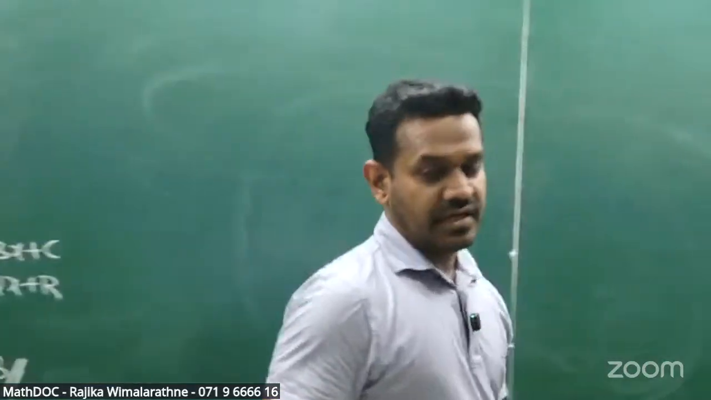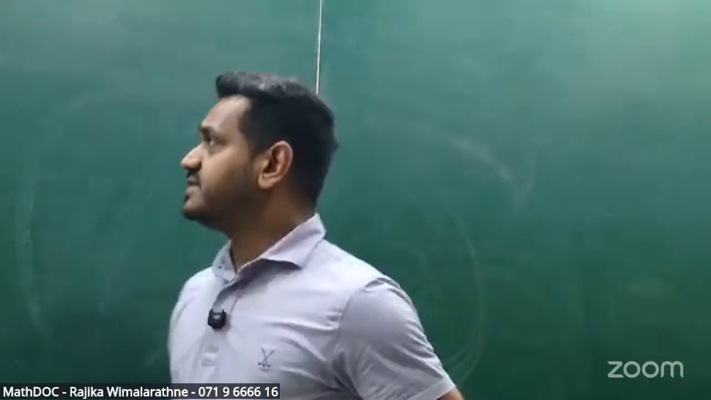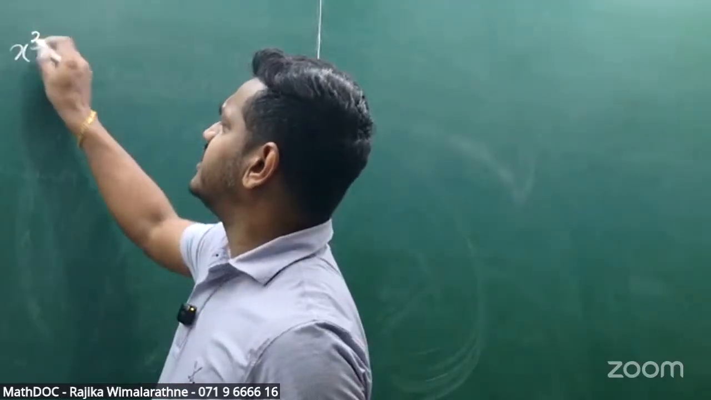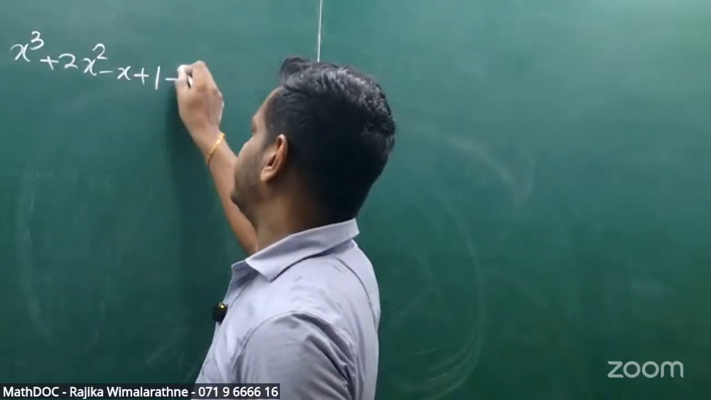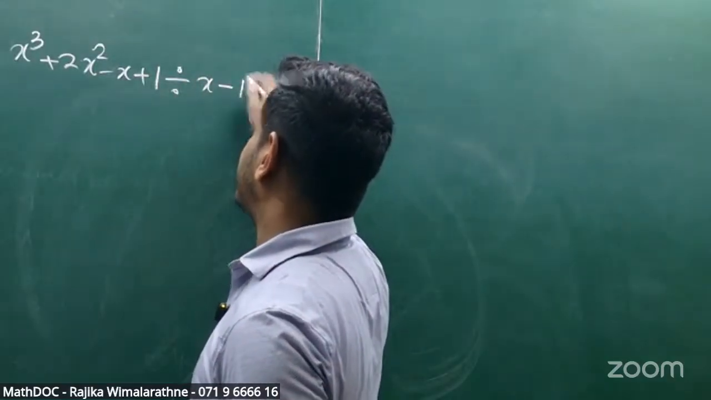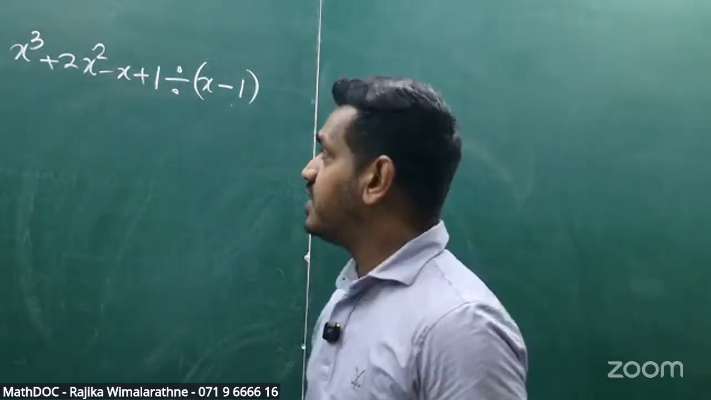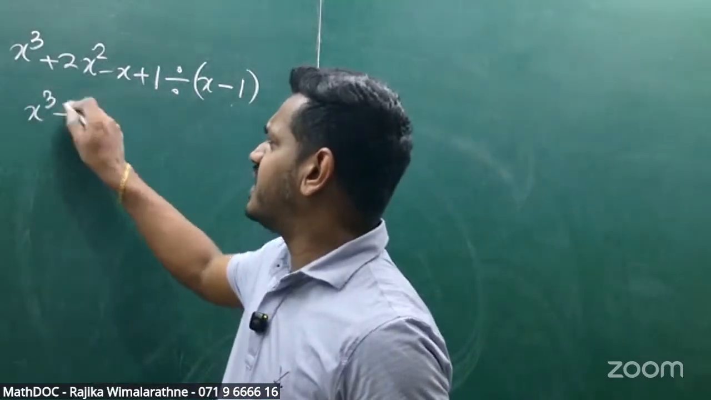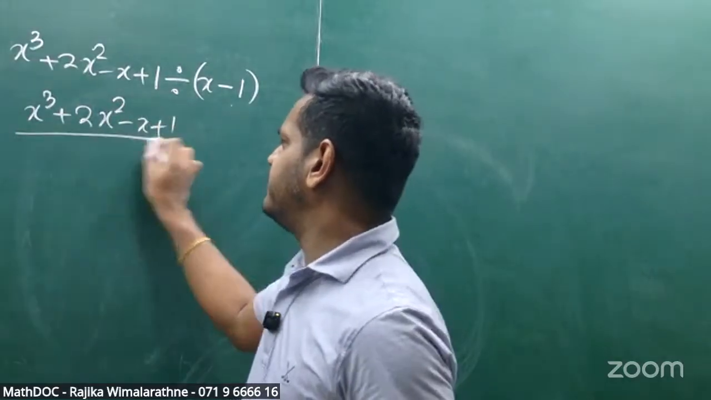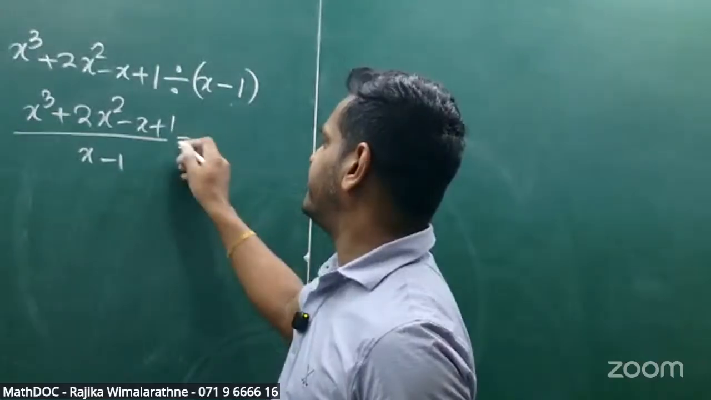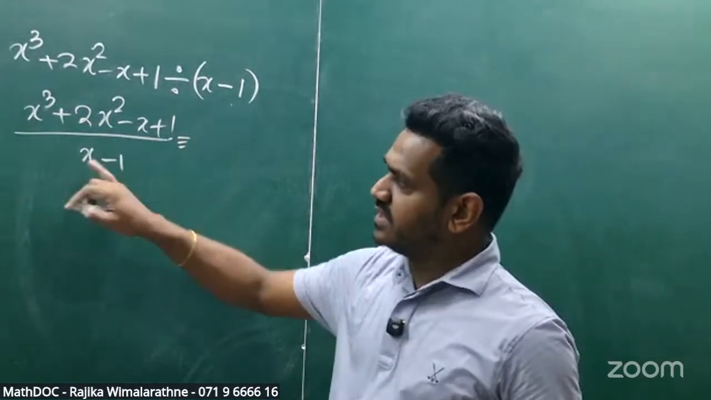Okay. Now let's do another one. Let's do another one. See this? x cubed plus 2x squared minus x plus 1 divided by x minus 1. Here we get the quotient now. Power 3, here power 1.